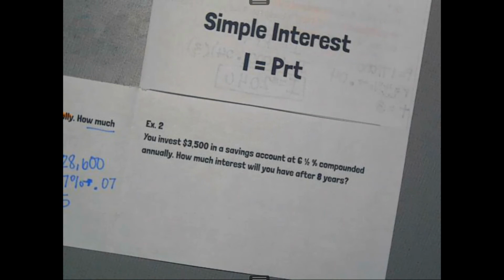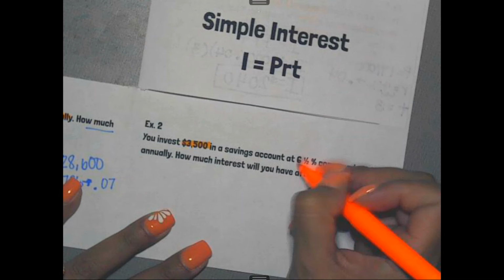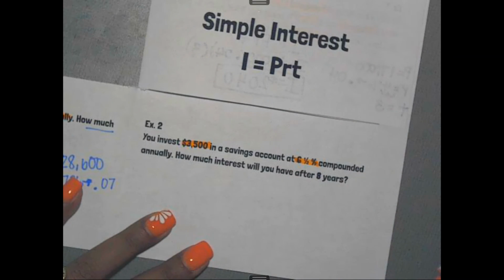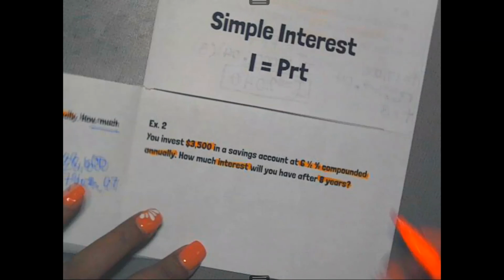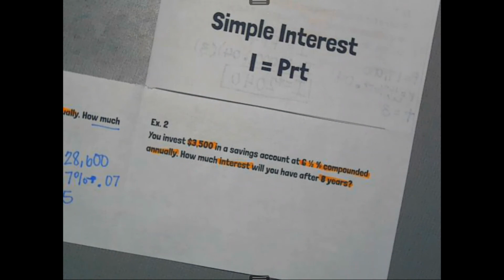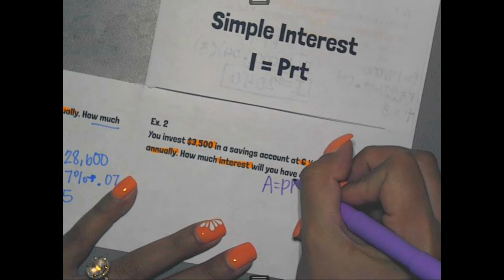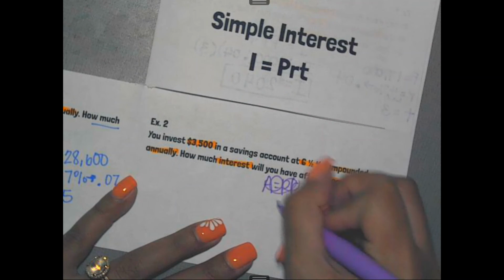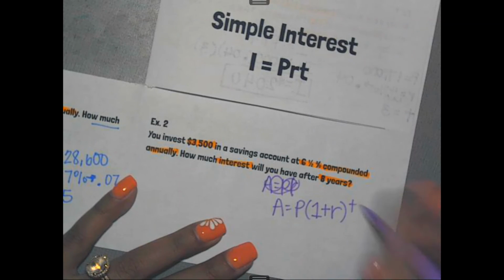So for example number 2, you invest $3,500 in a savings account at 6.5% compounded annually. How much interest will you have after 8 years? So because it says compounded annually, I'm going to do A equals P times, let me rewrite that. A equals P times 1 plus R to the T power.